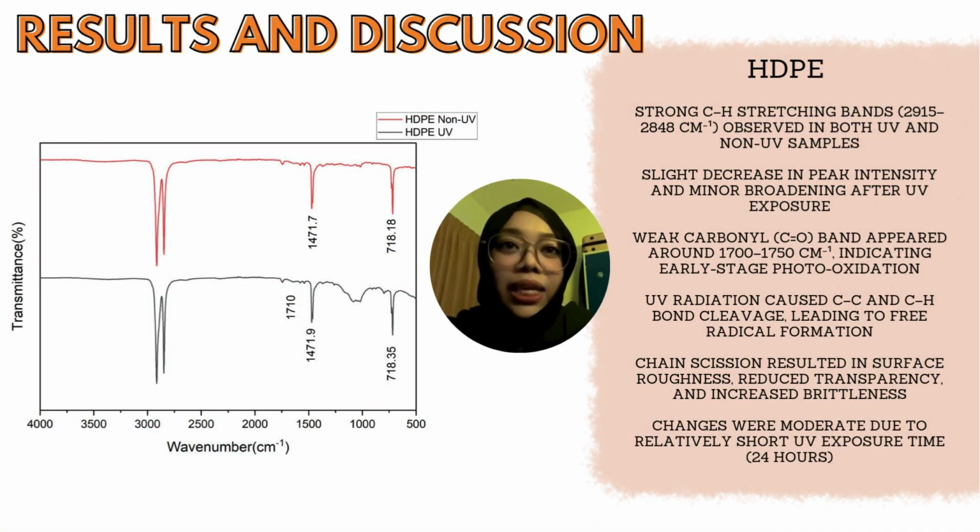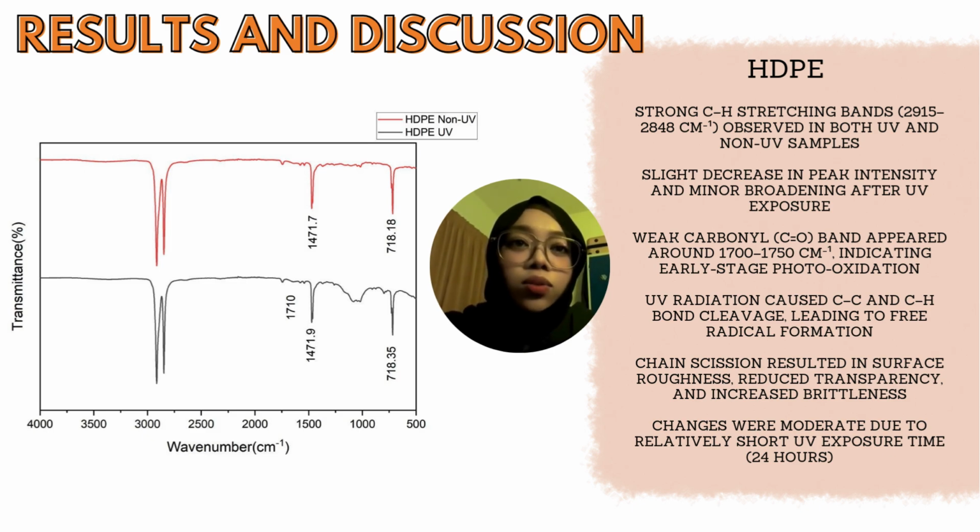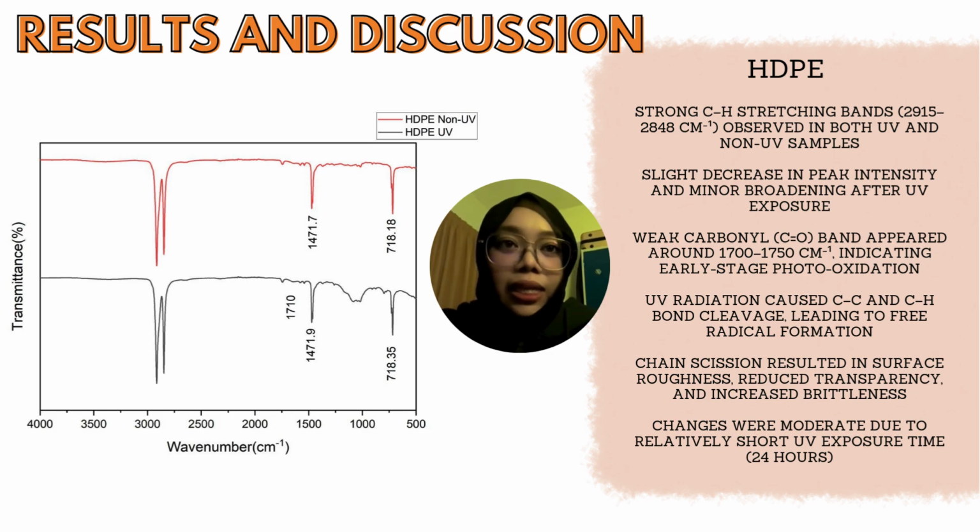For HDPE, the FTIR spectra of both the UV-exposed and non-UV samples showed strong absorption bands in the range of 2915 to 2848 inverse centimeters, which correspond to aliphatic CH stretching vibration. This indicates that the primary polyethylene backbone remained largely intact after UV exposure.